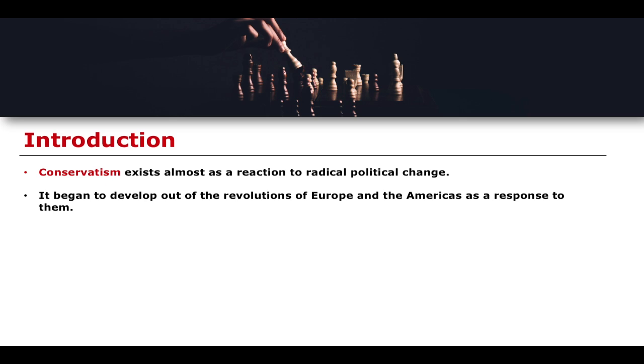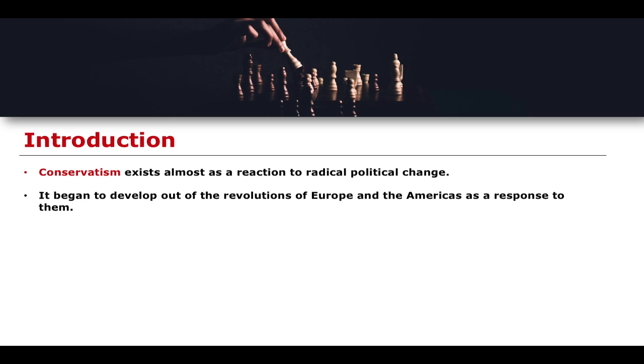So we start to see conservatism begin to develop out of the revolutions of Europe and the Americas. So, for example, the American Revolution comes to mind. You also have the French Revolution, you have the English Revolution, and then as we go further and further afield, into the 1800s and the 1900s, you have the Italian and German revolutions, you have the Russian Revolution. All of these different kinds of things signal a quite substantial change in terms of politics.